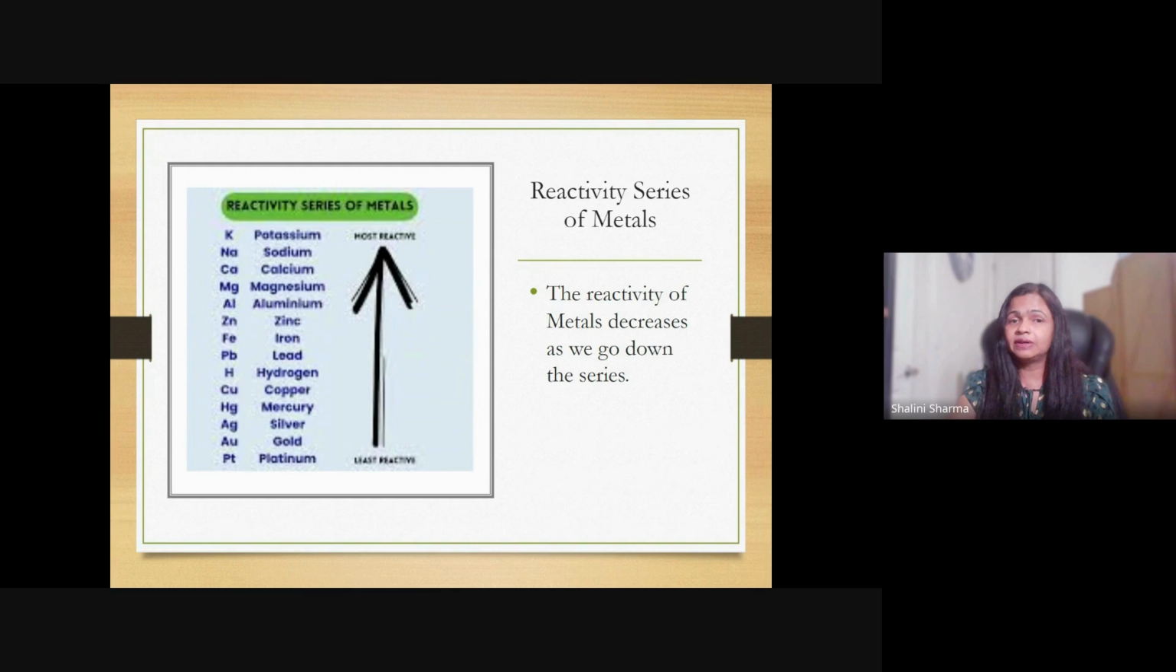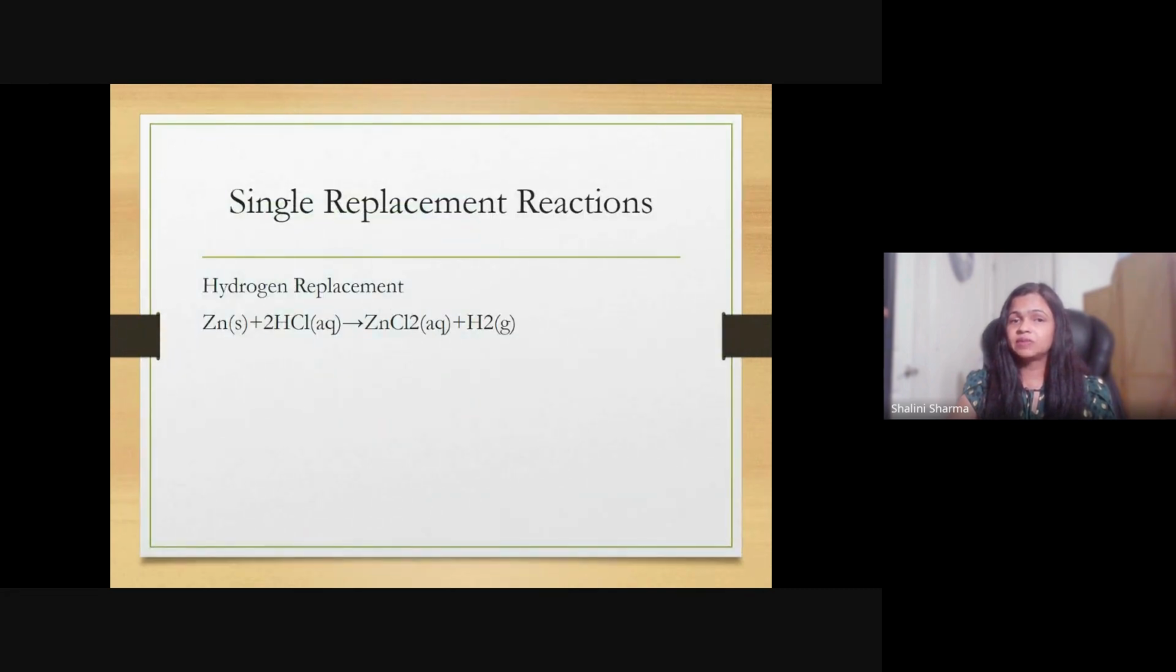So if you look at the position of zinc here, where is zinc located? Right here. Where is hydrogen? Below zinc. So which is more reactive? Zinc. Let's go back to the previous equation to understand. Zinc is more reactive than hydrogen. So zinc can replace hydrogen and form zinc chloride, and hydrogen gets kicked out. It's like how a strong person can kick out a weaker person. Same thing here. More reactive element kicks out a less reactive element.